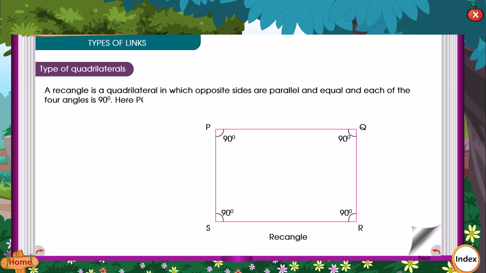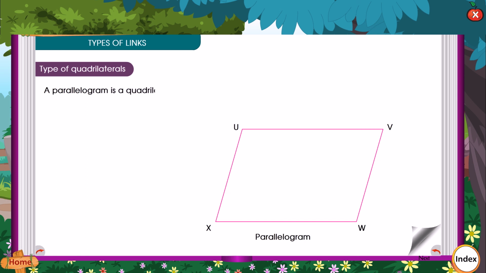Here, PQRS is a rectangle where PQ is parallel to RS, PS is parallel to QR, PQ is equal to SR and PS is equal to QR, and angle P is equal to angle Q is equal to angle R is equal to angle S is equal to 90 degrees. A parallelogram is a quadrilateral in which opposite sides are parallel and equal, and the opposite angles are also equal.